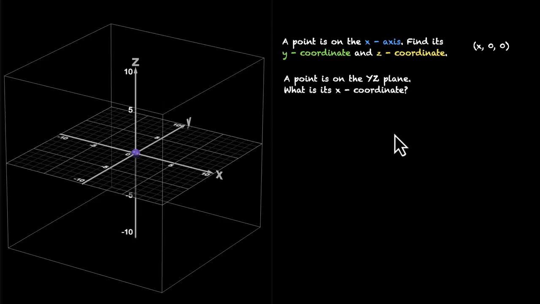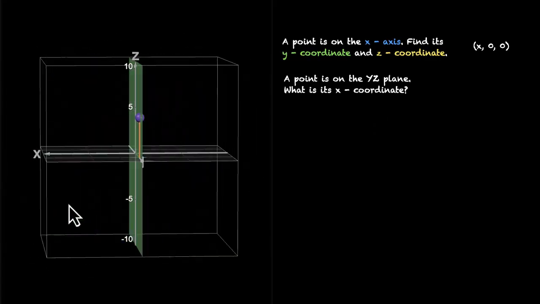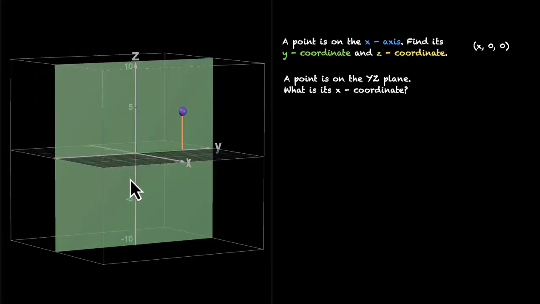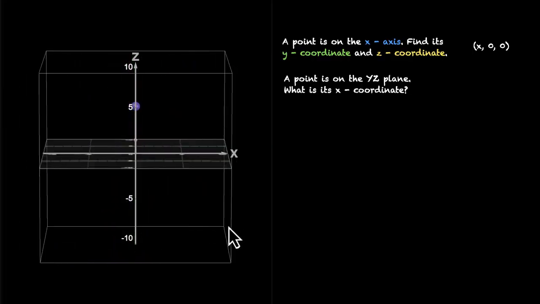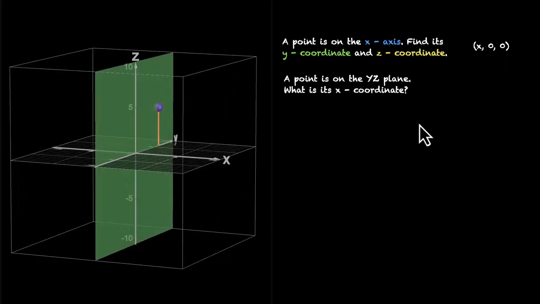Here's the next one. A point is on the YZ plane. What is its x coordinate? Think about it. So this is our YZ plane. Imagine a point on this plane. Let's move along the y-axis and then along the z-axis, and we are on the YZ plane. Any point on this plane will have no coordinate along the x-axis. There is no movement along the x-axis. We only have movement along y and z. This means the coordinate will look something like this: 0, y, z, which means the x coordinate is 0.